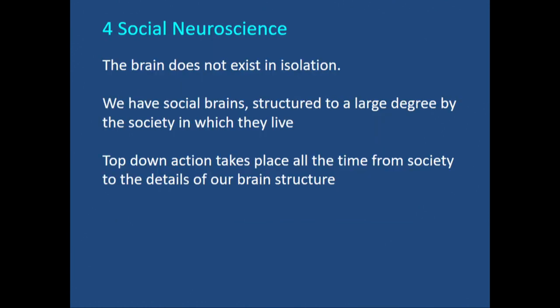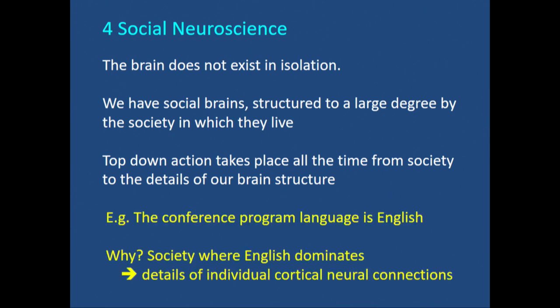Now, social neuroscience is the next example. The brain does not exist in isolation. It's absolutely fundamental. We have social brains structured to a large degree by the society in which they live. Top-down action takes place all the time from society to the details of our brain structure. For instance, the conference program language is English.